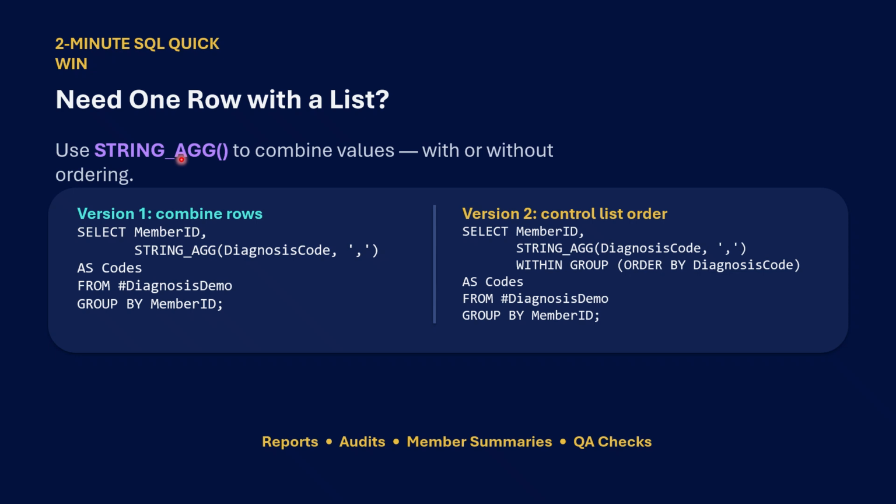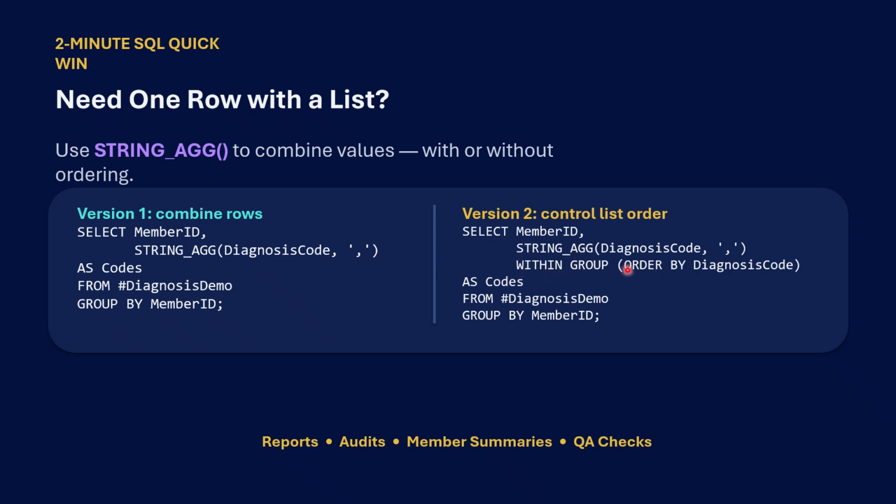This is normal in healthcare data, but for a summary report, audit, or QA check, I may want one row per member with all the codes combined. That's where STRING_AGG is useful. Version 1 simply combines rows into a comma separated list. Version 2 adds WITHIN GROUP, so the list order is predictable.